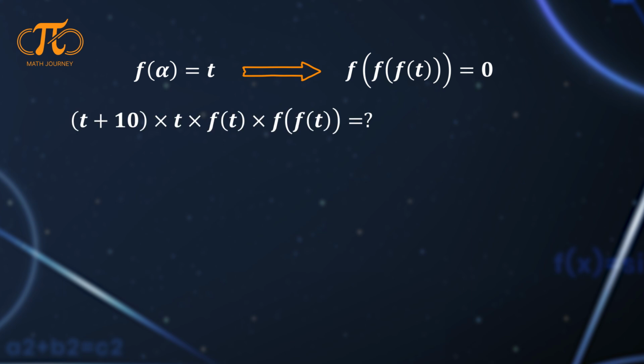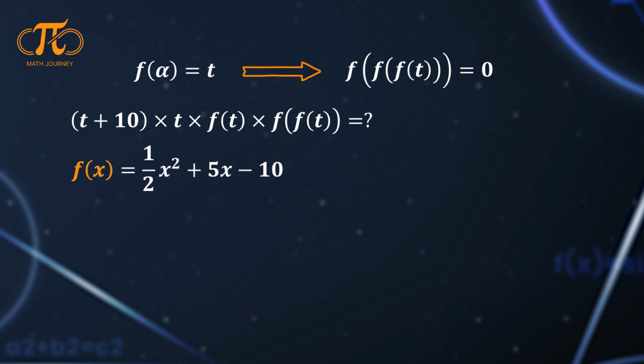Okay, now here's the interesting part. Look at the first two terms, t plus 10 multiplied by t. We have to find a substitution for them with the help of the main function. Let's see how to do it.